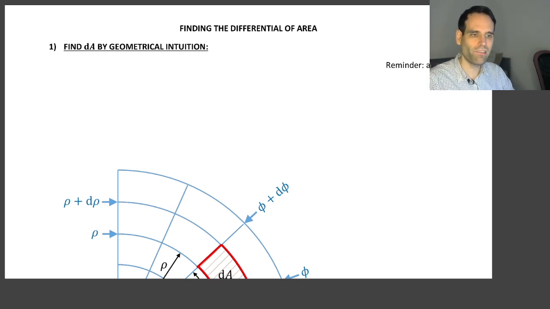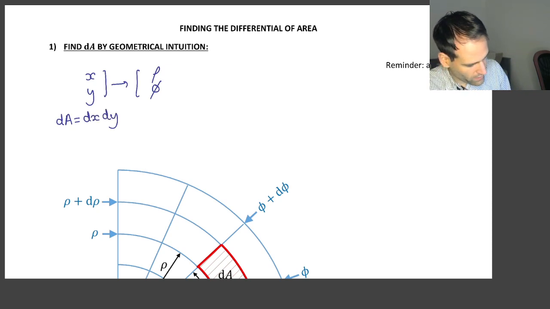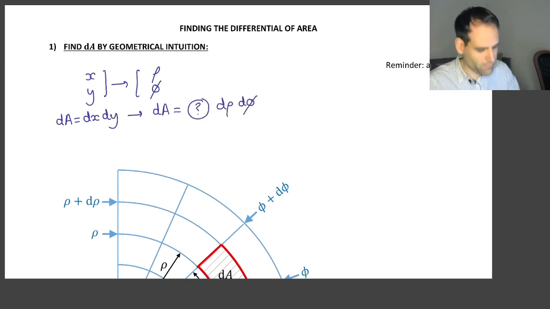So let's do an example of finding the differential of area in polar coordinates. We want to change xy coordinates into polar, rho and phi. Okay, so we know that dA is equal to dx dy, but now we want to change it. dA is equal to something times d rho d phi. And the first method of doing this is by geometrical intuition.